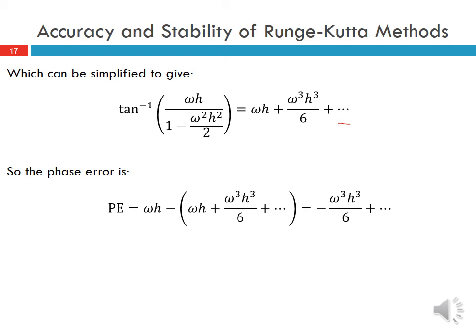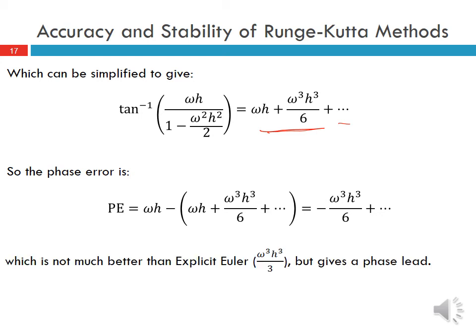So the phase error then is omega h minus this expression, which is equal to minus omega cubed h cubed over 6. So this is not much better than the explicit Euler method, which was omega cubed h cubed over 3. So it's a little bit better, but not much. But it gives us a phase lead instead of a phase lag because we've got this negative here.